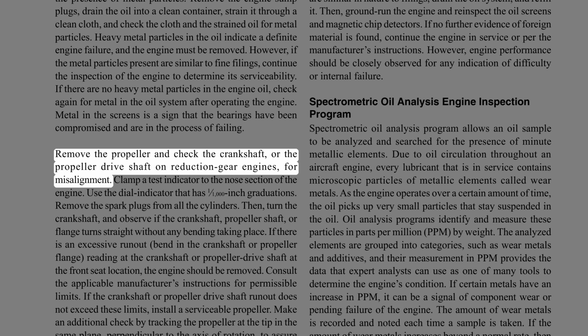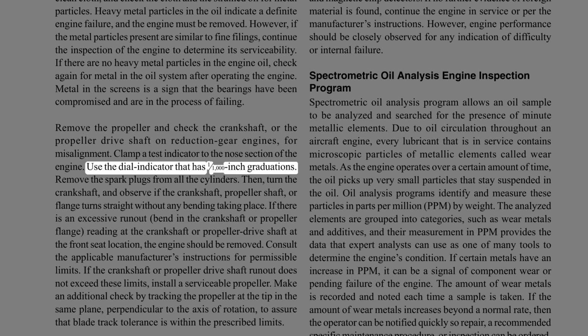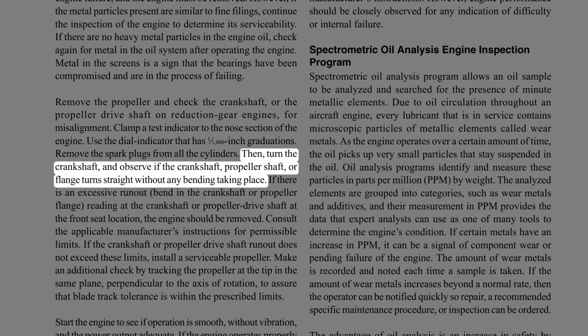Clamp a test indicator to the nose section of the engine. Use the dial indicator that has 1/1000th inch graduations. Remove the spark plugs from all the cylinders. Then, turn the crankshaft, and observe if the crankshaft, propeller shaft, or flange turns straight without any bending taking place.